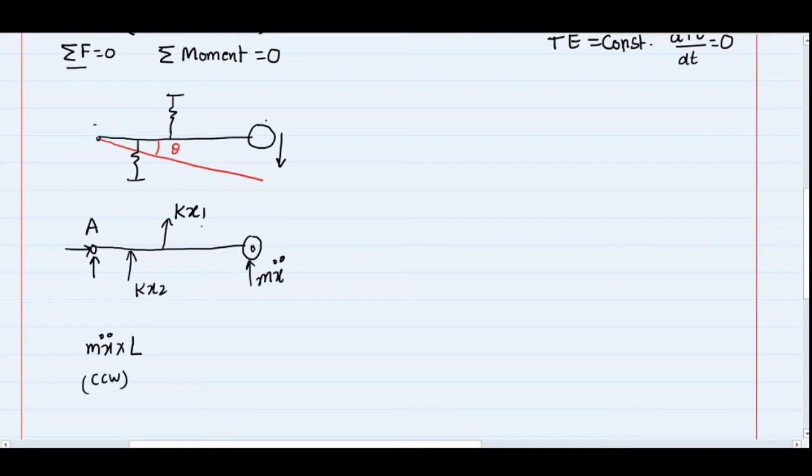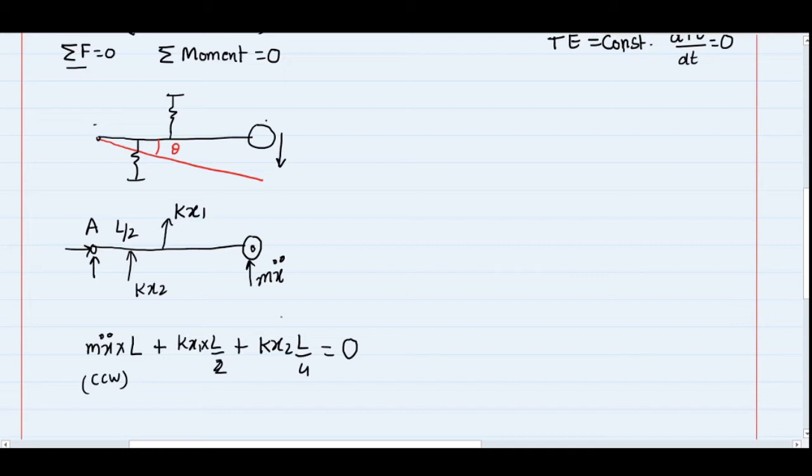Second will be kx1, also acting in the upward direction at a distance L by 2. So the second moment will be kx1 into L by 2, and the sense of this moment will also be counterclockwise. Let's assume counterclockwise is positive, so let's put a positive sign here. The third moment will be kx2 into L by 4, and all the moments are acting in the counterclockwise sense. So ultimately my equation will equal 0, when I rearrange my terms and replace x1 and x2.